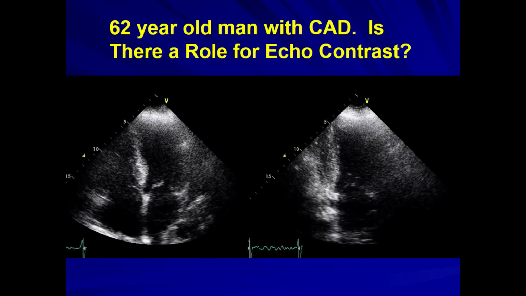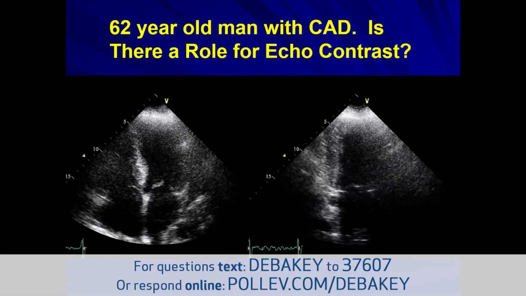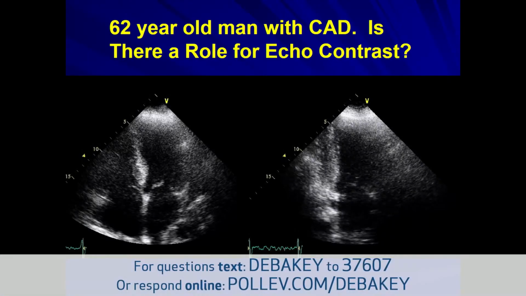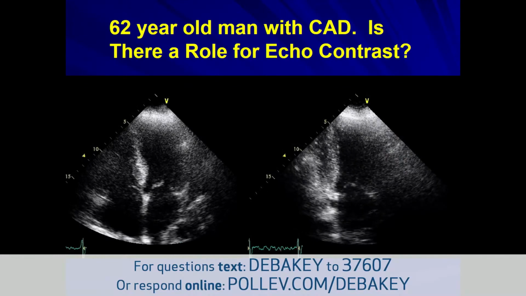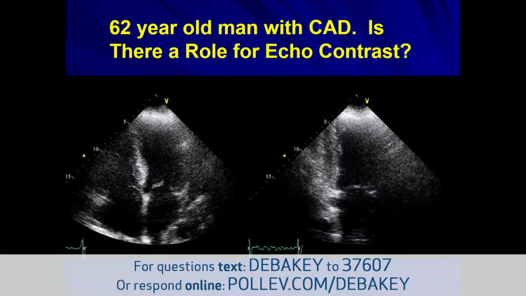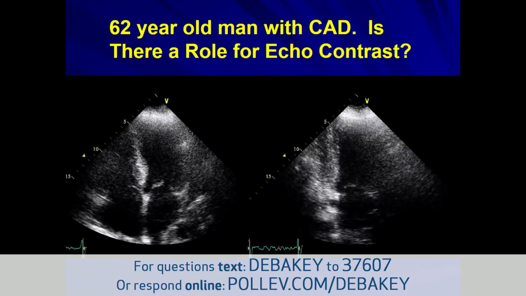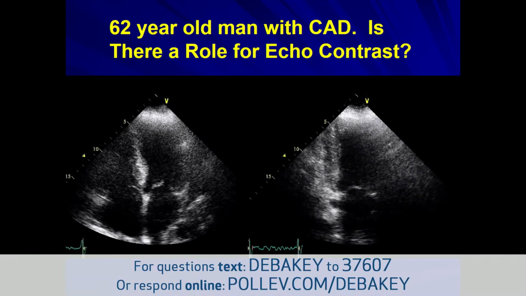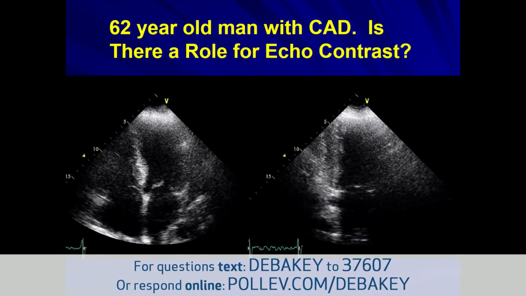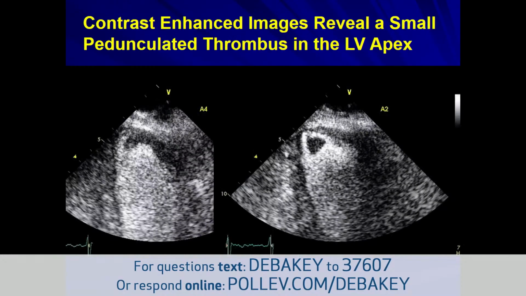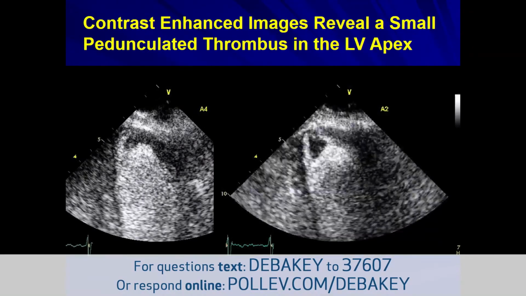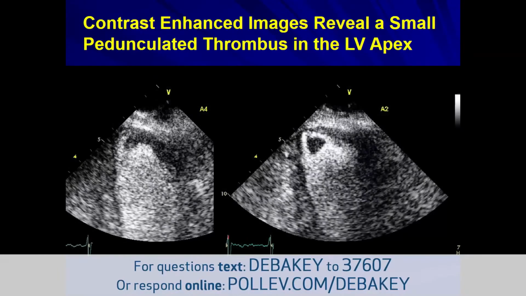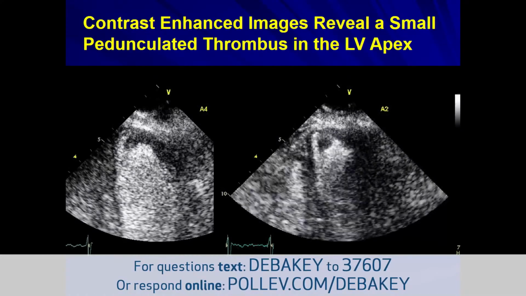Here's another echo, again, technically difficult in the same area. You can't really see the apex, it's kind of locked in. The LV size looks normal, the LV function looks pretty normal. You don't have a hint of any sort of regional wall motion abnormalities, but based on the contrast guidelines, you know that when this much of the endocardium is not visualized, you need to give echo contrast. And when echo contrast was given, you can see that there's a little bit of an apical aneurysm up there, and there is a very pedunculated thrombus that's in that very small apical aneurysm.